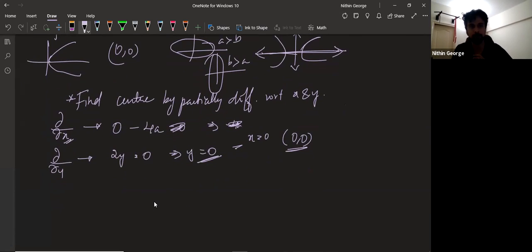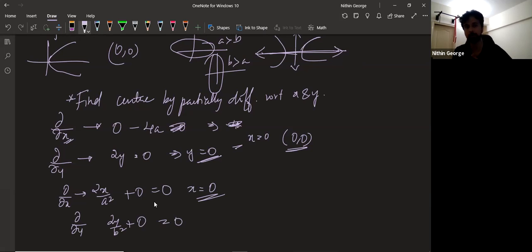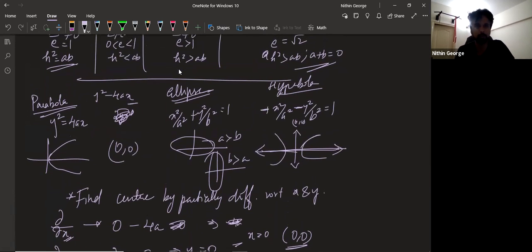Do the same thing with the ellipse. For the ellipse, what will it become? Dou by dou x: 2x by a square plus 0. y will be treated like a constant. It will come out to 0. So here you can say that x is equal to 0. When you do dou by dou y, what happens? 2y by b square plus 0. x will be treated like a constant now. Is equal to 0. Here you can say y is equal to 0. 0, comma 0 is the center. So for a pair of straight lines or for any conic, remember to find the center, partially differentiate and solve. Okay. All right. So partially differentiate and then solve. You'll get the center for the ellipse, hyperbola, and parabola.